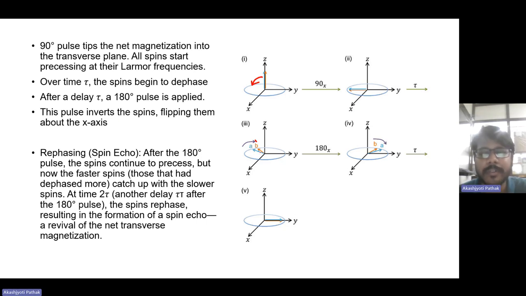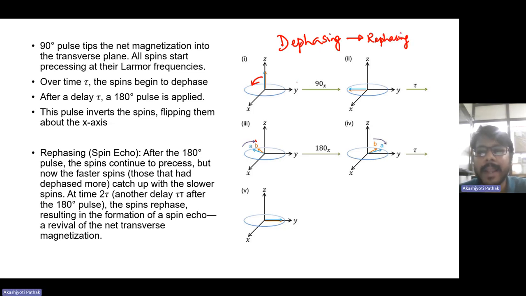For example, you can consider that one nuclear spin was precessing faster than the other. But after this 180-degree pulse, the nuclei which were precessing at a lower speed will catch up with the one which was moving at a faster frequency. So there will be rephasing. First, in spin echo, what we do is first we are dephasing the nuclear spins, and then we are rephasing them.